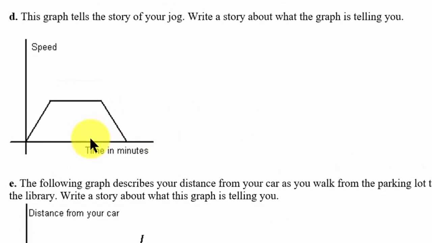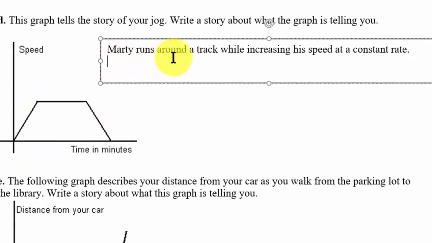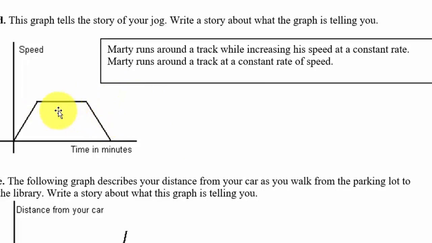So here we are given a graph, and we're asked to write a story about what the graph is telling us. So maybe on this first segment, you could say, Marty runs around the track while increasing his speed at a constant rate. Second part, Marty runs at a constant rate of speed. Right, so this straight line would be Marty running at a constant rate of speed.